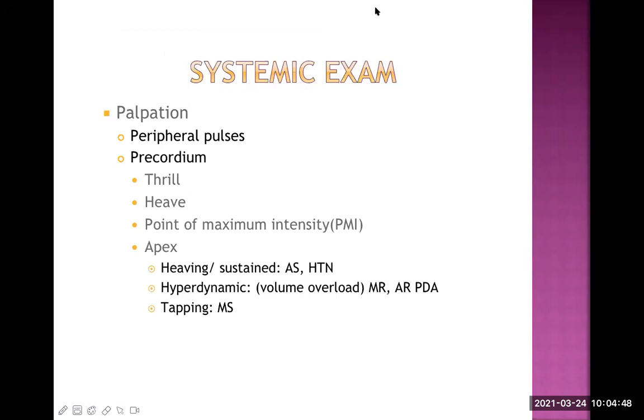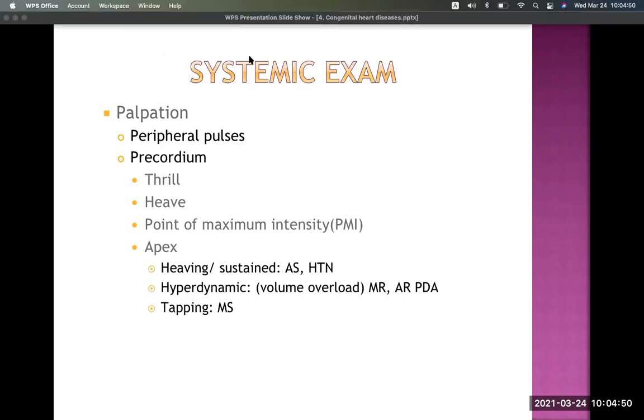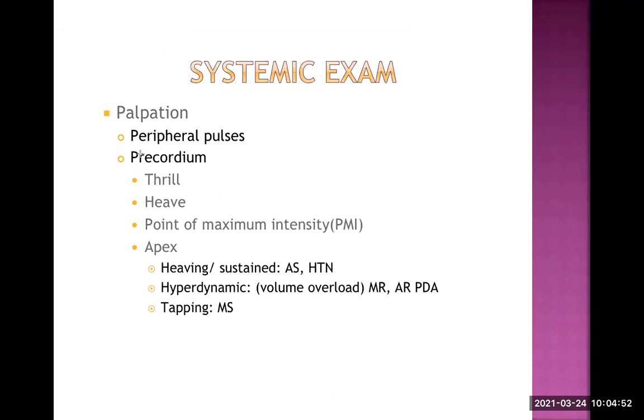Now, what about the palpation? Here, peripheral pulses are palpated. There are so many important types of peripheral pulses. From the head and neck, we palpate carotid. From the upper limb, we palpate brachial and radial. Even ulnar can be palpated. And from the lower limb, femoral, popliteal, dorsalis pedis, and posterior tibial.